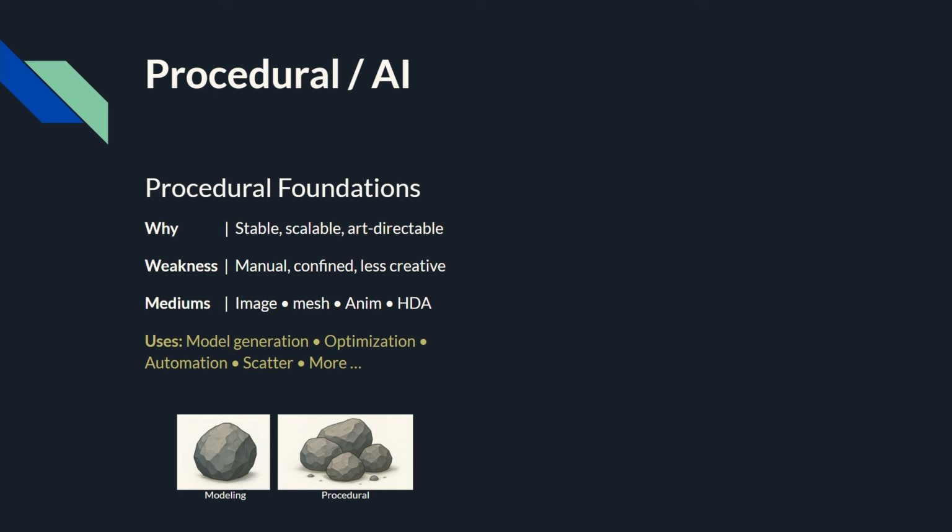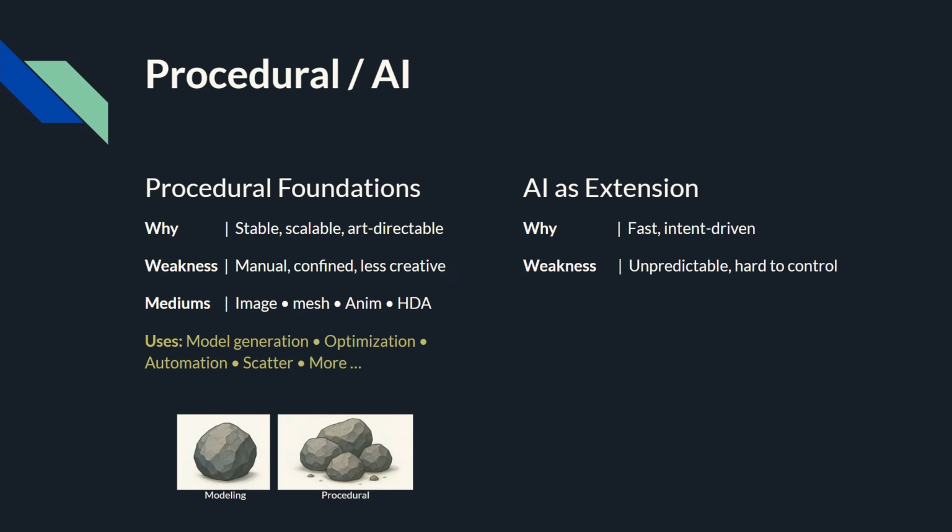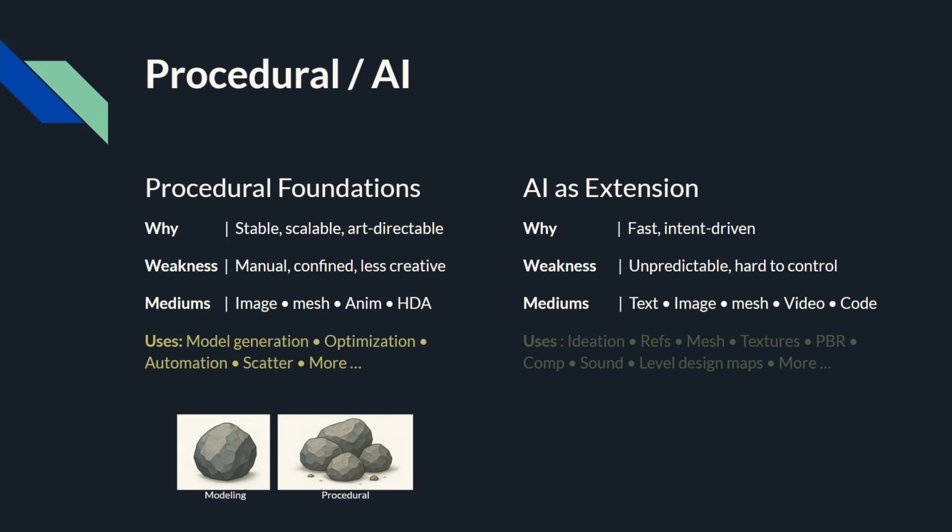So if we go to model a rock, we model what we want, and that takes time. But if we build a procedural system, we can get a lot more rocks from that family that look similar, but on a scale. So looking at AI as an extension of that, the good things about it are that it's fast and intent-driven. The weaknesses are that it's unpredictable, it's hard to control. And again, text, images, mesh, you'll see.